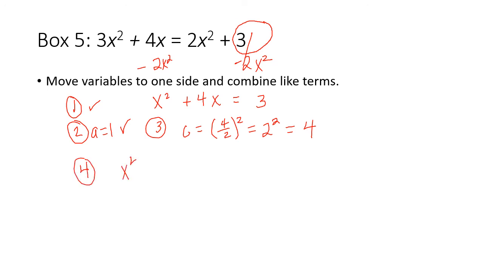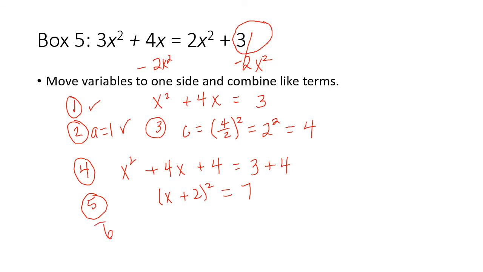So we have x squared plus 4x plus 4 equals 3 plus 4. Step 5, using method number 6 in our factoring steps. Factor that down to x plus 2 squared. Simplify this down to 7.